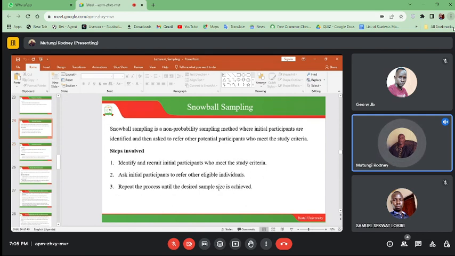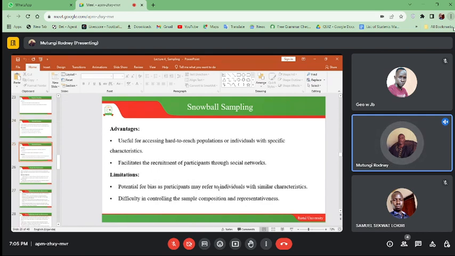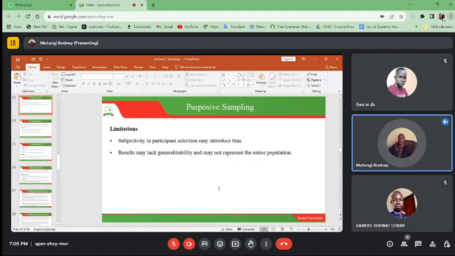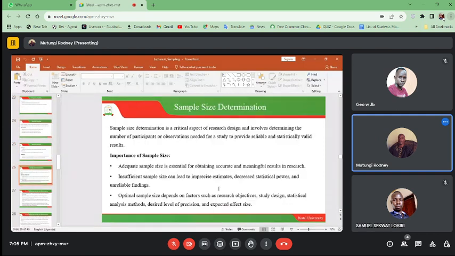Okay, so that is snowball sampling, which brings us to the end of our sampling techniques as far as non-probability sampling is concerned. We had convenience, we had purposive, and then the snowball. So now we need to look at the sample size determination. After we've looked at how we can get the sample, how really do we now determine the size of the sample that is supposed to be used?